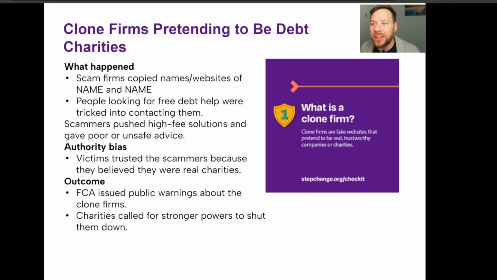So for this one, in the UK, we have this problem with clone firms pretending to be debt charities. So they're pretending that they're helping people with solving their debt, because this is the industry that I presented to. And what actually happens is these scam firms actually copy the names of places. So for instance, a charity is the British Heart Foundation. All right, that is helping people with heart disease, heart problems, and all things like this.